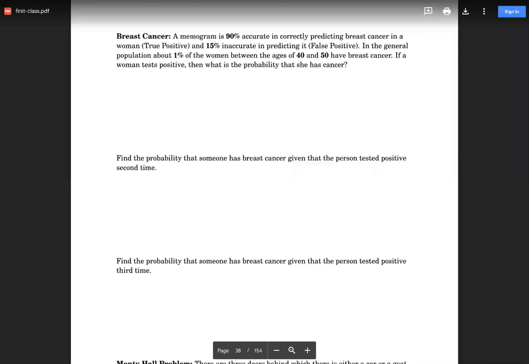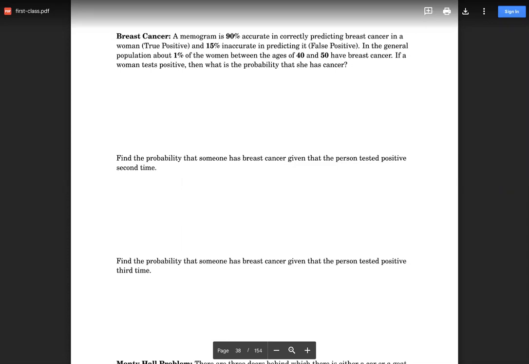Okay, guys, it's been 5 minutes, it's 9:40 exactly. So let's get started. We're going to talk about the breast cancer problem. This problem is a little bit tricky to understand the wording and everything, so we are going to spend a good amount of time working on it.